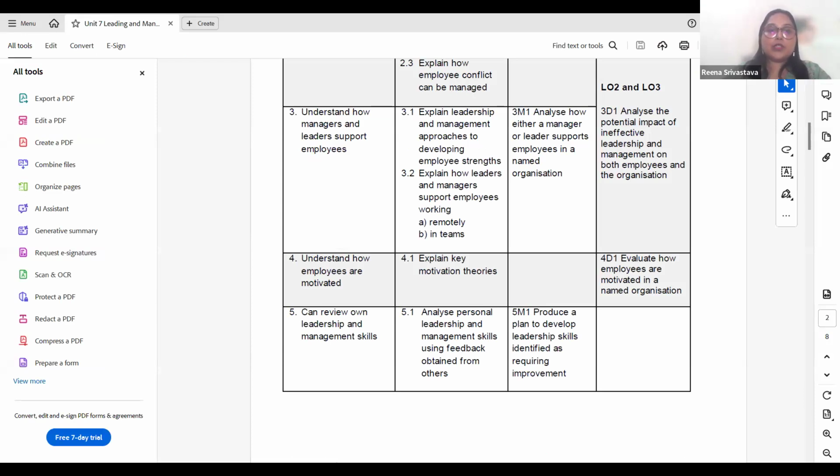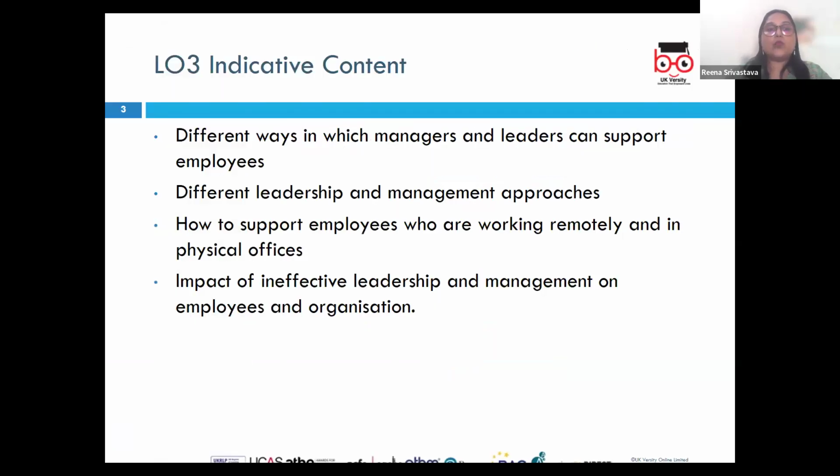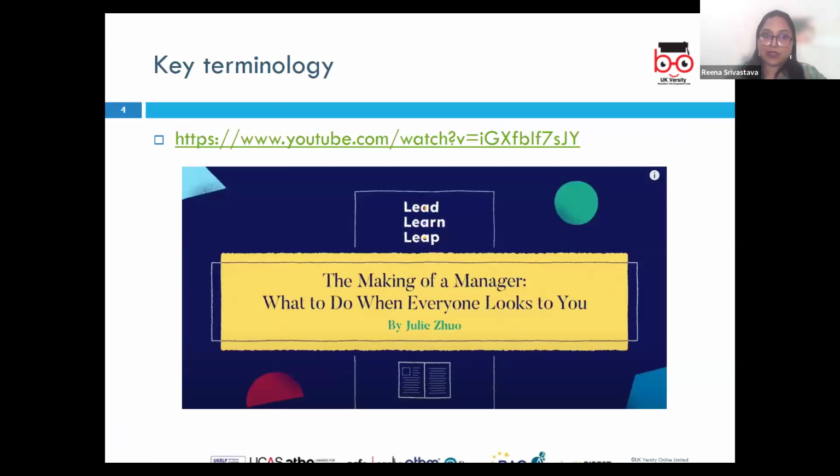Here we are going to cover different ways in which managers and leaders can support employees, different leadership and management approaches, how a leader and a manager support employees who are working remotely or in a team environment setup, and what the impact of ineffective leadership and management is on employees as well as the organization. You can take a look at this video here. This will help you to familiarize yourself with the concept of leadership and management, especially when you are trying to support your employees.